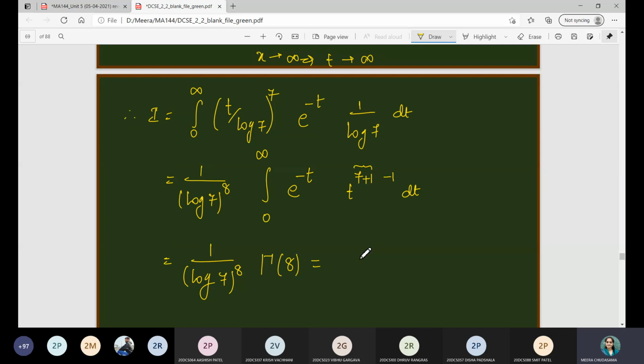You know that whenever natural numbers are there, 8 is natural, so gamma 8 is 7 factorial, not 8 factorial. Gamma of n plus 1 is n factorial. So here n is 7. So the answer is 7 factorial upon log 7 raised to 8, right?